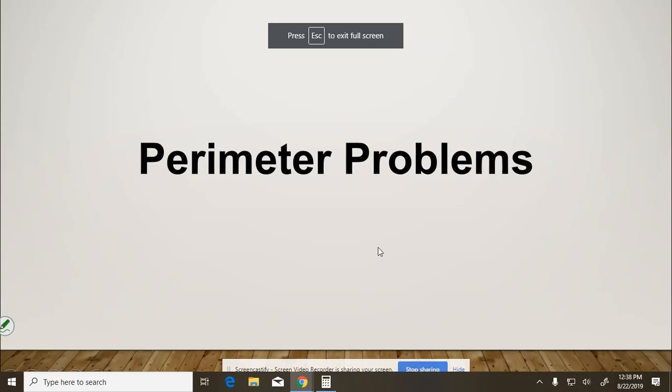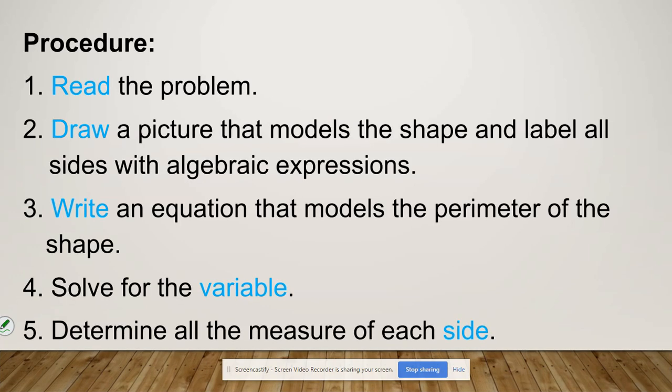Hey gang, today we're going to continue working on some perimeter problems similar to the ones you saw at the end of the last set of notes. Let's see the procedure first. When doing these types of problems, first, it's very important that you read the problem thoroughly. Don't just start writing out things that you see from the problem within the word problem. Read it, digest it, think about what it's asking you to find.